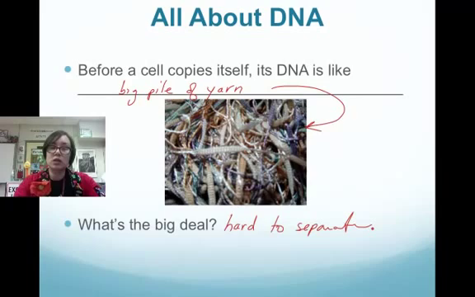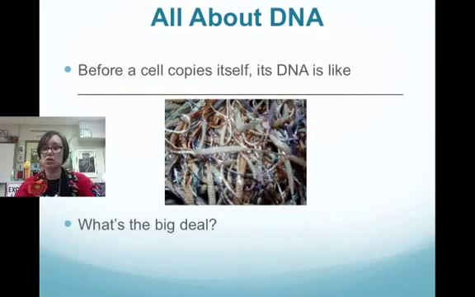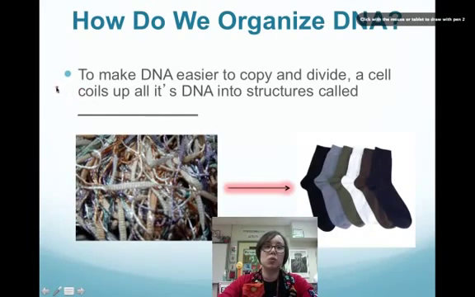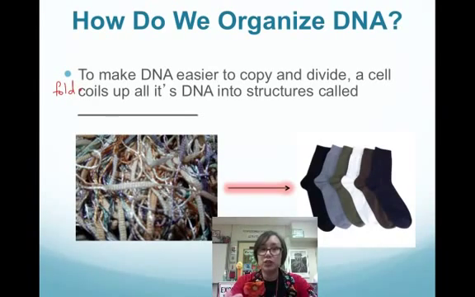Well, the great news is that the body has actually found a way, and the cells have found a way to precisely separate DNA. And the way that we're going to do that is we're actually going to manipulate the shape of DNA or change how it's organized. So to make DNA easier to copy and divide, a cell is going to coil or fold. So this word coil, we could also use the word fold, up all of its DNA into structures that have a specific name. This new structure that we're going to talk about is what we just talked about in the review. It's called a chromosome.